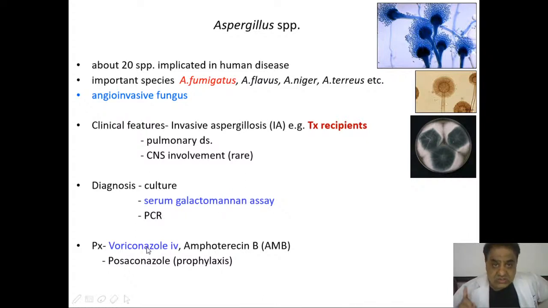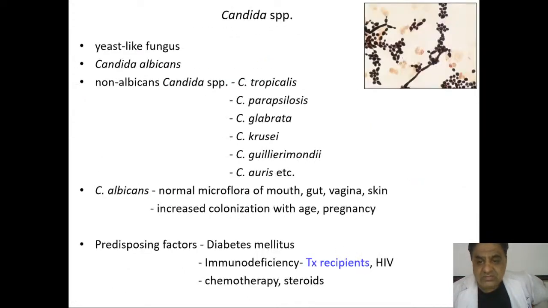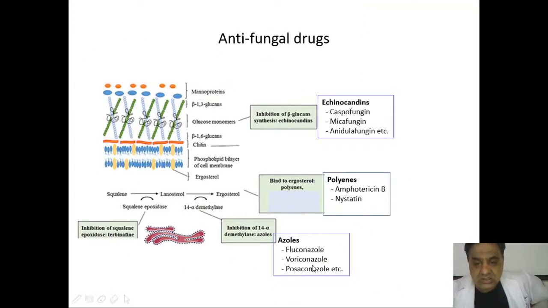The treatment of choice for Aspergillus is voriconazole, followed by amphotericin B if not working. Posaconazole is used for prophylaxis. So voriconazole IV for treatment and posaconazole for prophylaxis are the drugs of choice. Voriconazole is an azole inhibiting the 14-alpha demethylase enzyme, from lanosterol to ergosterol.